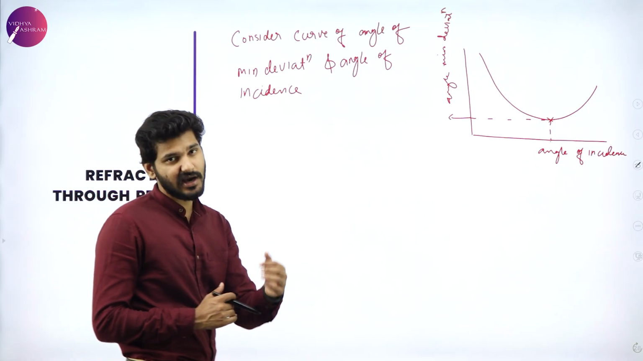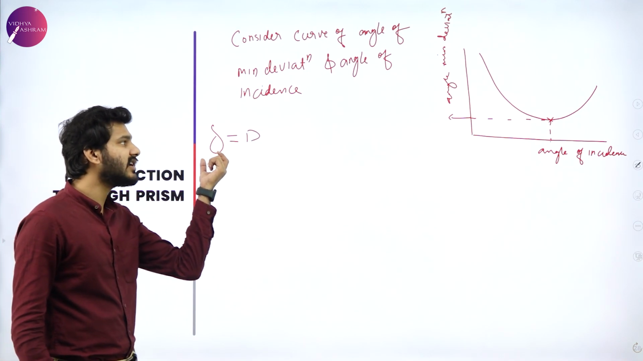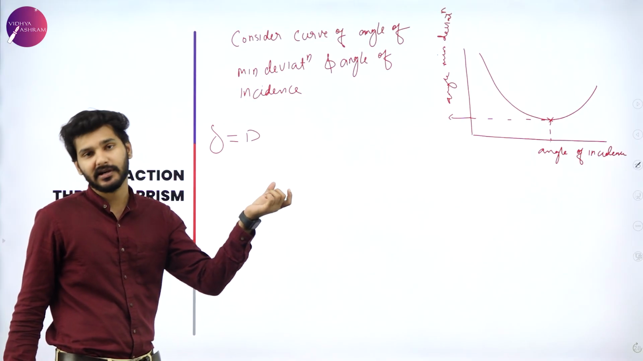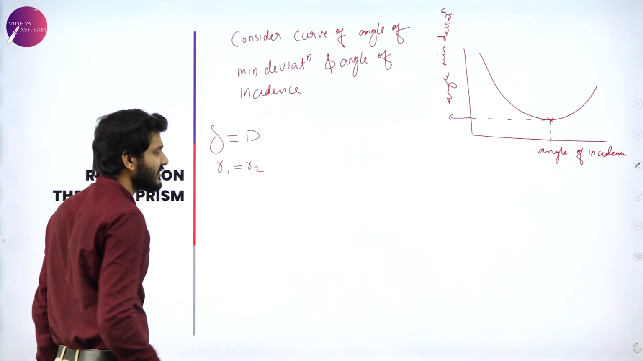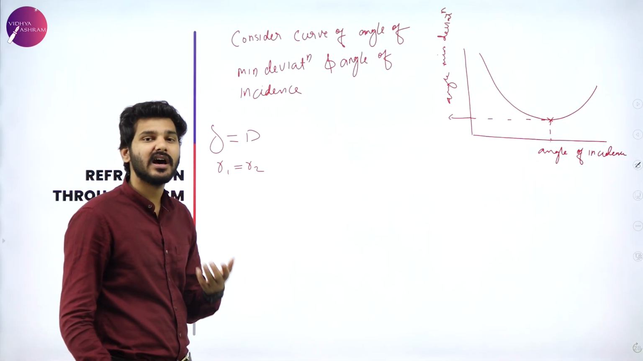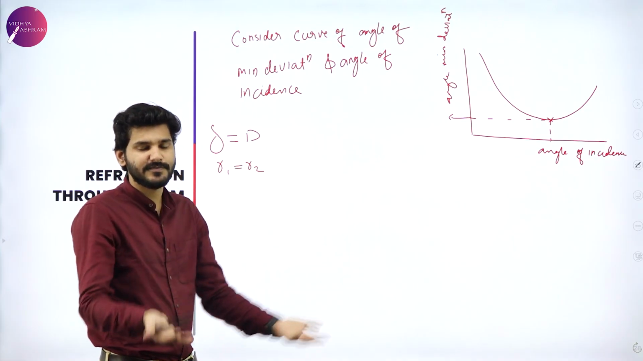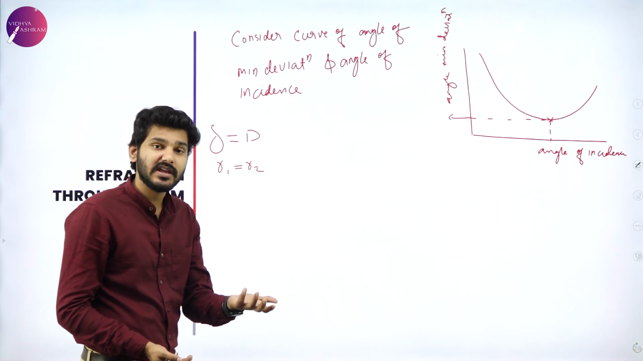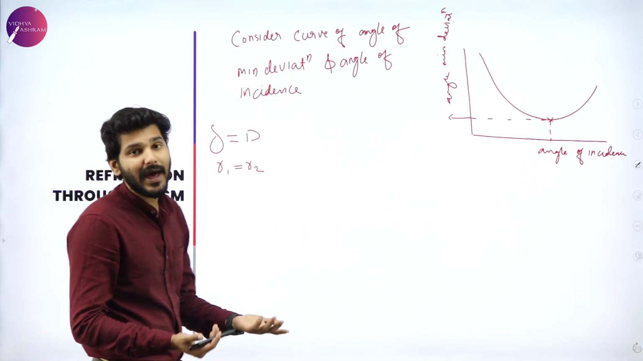Those particular results are: delta becomes D, that is, angle of deviation becomes angle of minimum deviation. It is indicated by capital letter D. And R1 becomes R2, that is, both the refracted rays are parallel to each other. If you observe the figure, you can see that R1 is equal to R2. So we can say that R1 will be equal to R2 because they are parallel to each other.